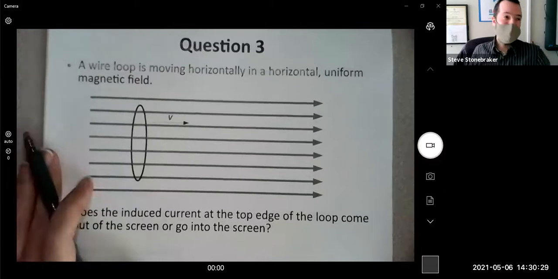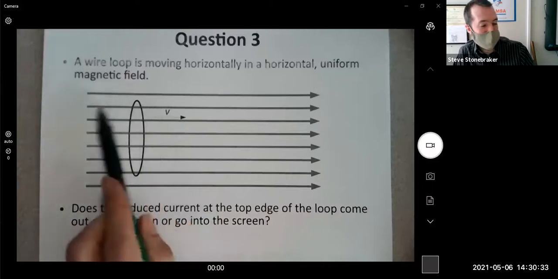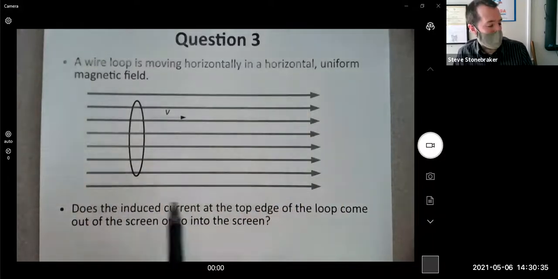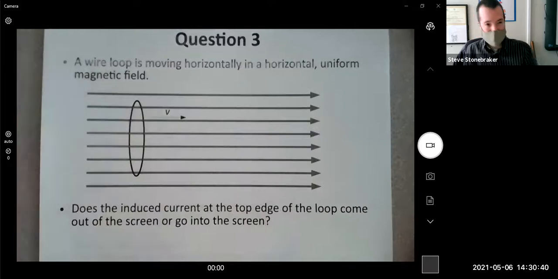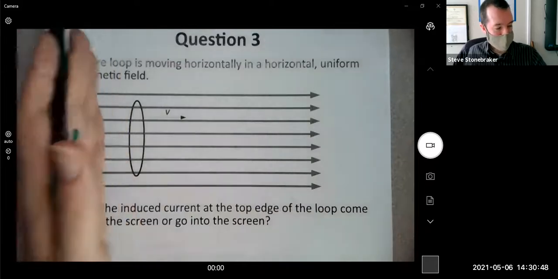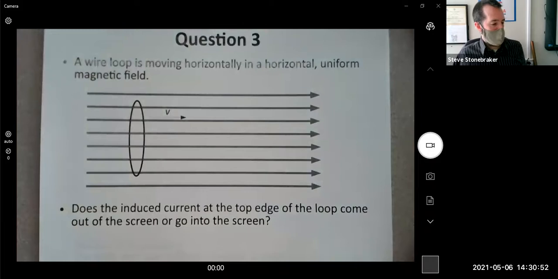All right, here's another example. This time the magnetic field points to the right instead of in or out. This wire loop is supposed to be circular, but you're looking at it kind of on an edge, so it looks elliptical. But it's a circular loop and it's sliding along to the right. I want you to think about this case.